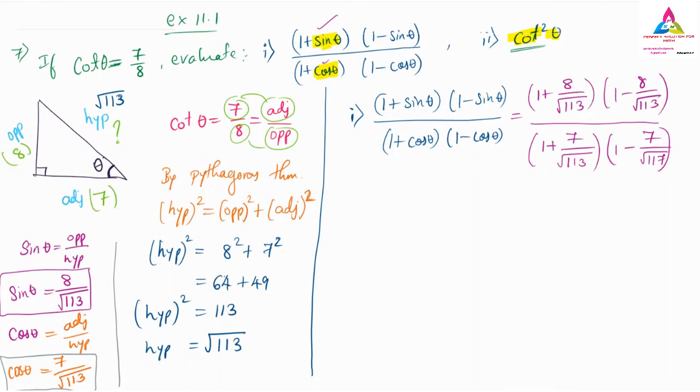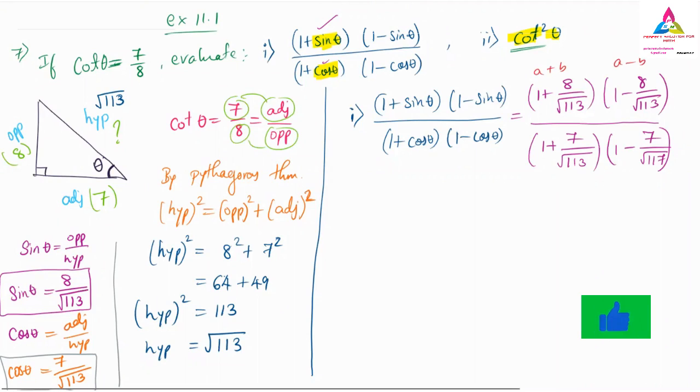So I hope you understood what I have done. This is one method we can apply. Next, we can make this a plus b form and a minus b form. That is also possible, and we can directly write it down. Or else, in the question itself they have 1 plus sin theta, 1 minus sin theta. Already it is in the form of what? A plus b into a minus b.